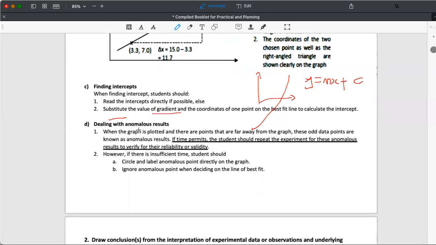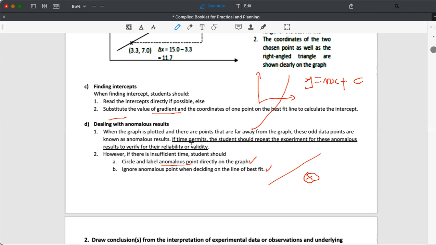Okay, if you have an anomalous result, how do you deal with it? When the graph is plotted and there are points that are far away from the graph, for example, you have a graph that looks like this, but you have an anomalous result. Either you circle it and write anomalous point directly on the graph if you do not have enough time, or just ignore this when deciding on your line of best fit. So you must acknowledge this as an anomalous point, number one. And when you determine your best fit line, you don't consider it as part of the line.